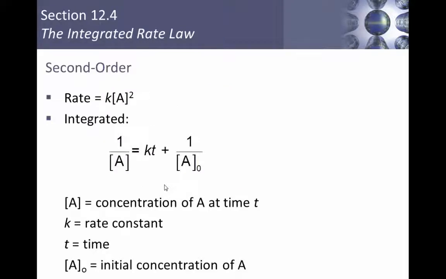All right, let's move on to second order. Okay, same idea as first order, only second order raised to the second power as a differential rate law. Then when we use calculus on it, we get this new integrated rate law. Notice there's no natural log this time. Instead, it's 1 over the concentration. And the slope is positive. Okay, and all the letters represent the same things.